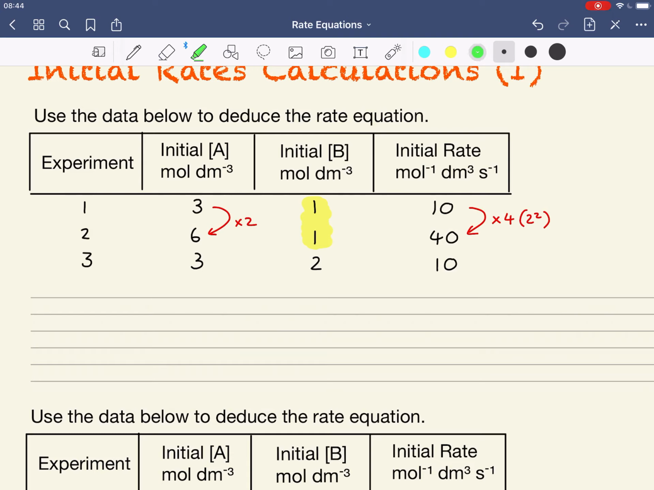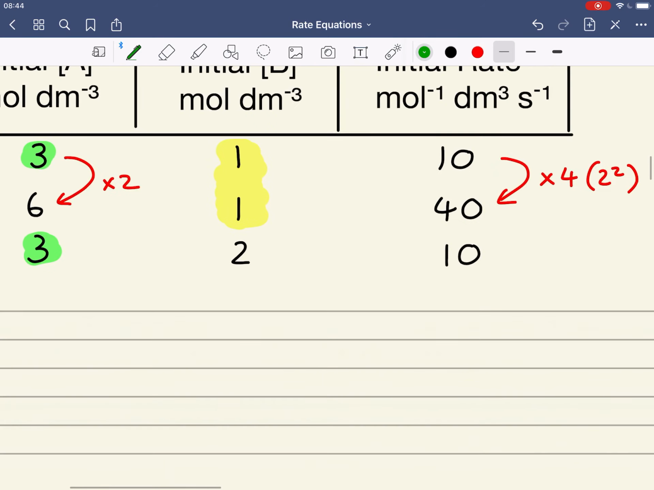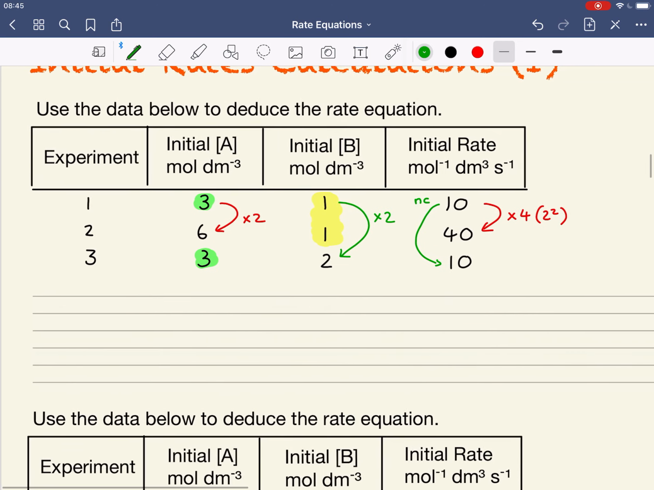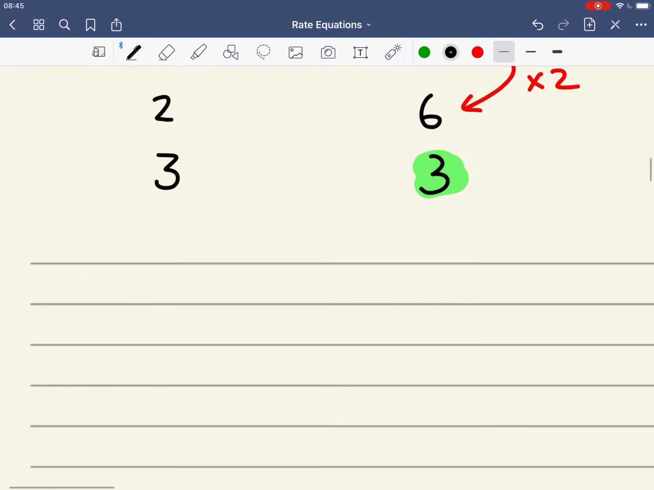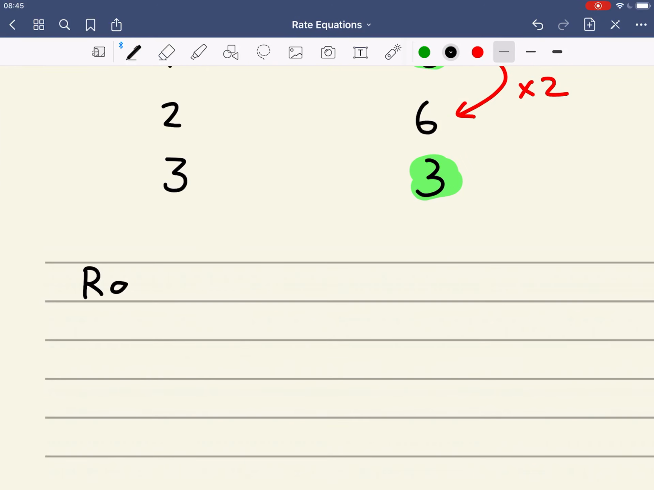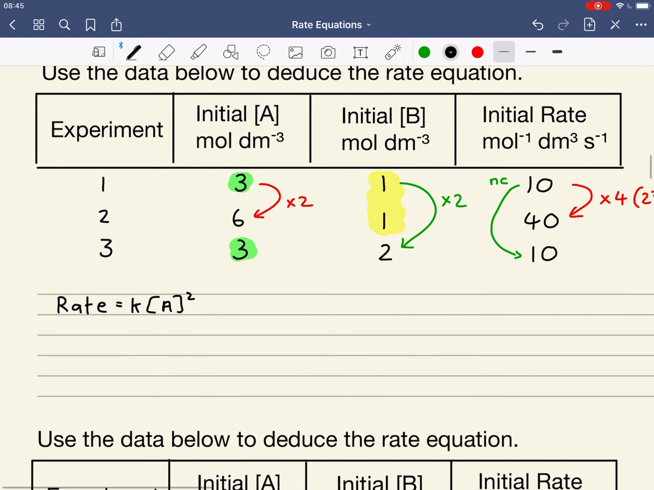We can see in experiments 1 and 3, the concentration of A has remained constant. So the only thing which affects the rate in experiments 1 and 3 is the change in concentration of B, which has increased by a factor of 2. There has been no change in the rate. So therefore it must be 0 order with respect to B. So my rate equation then is rate is equal to k[A] squared.